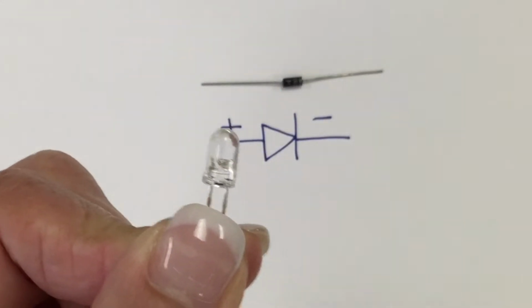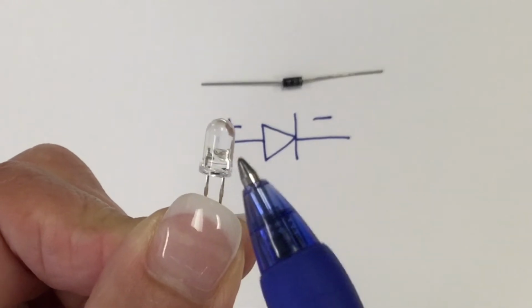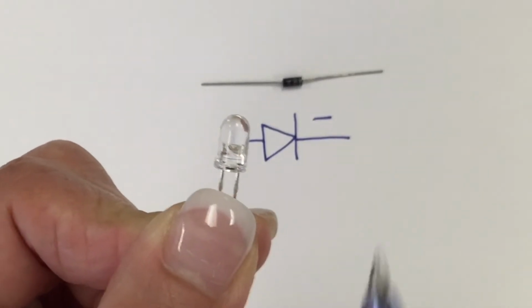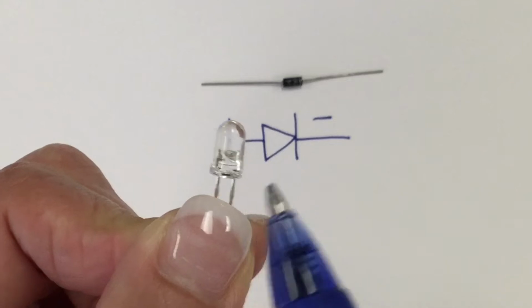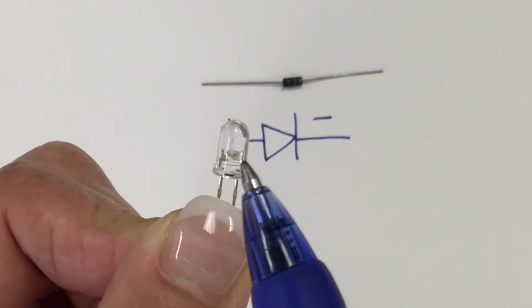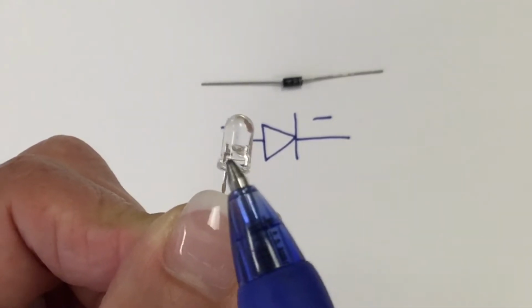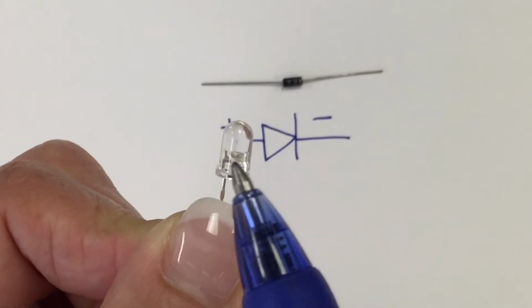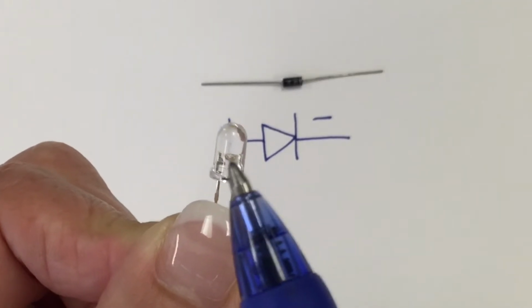The whole principle is that when voltage is applied on its terminals, current is going to flow from one terminal to the other one, passing through this gap, and then emitting light.